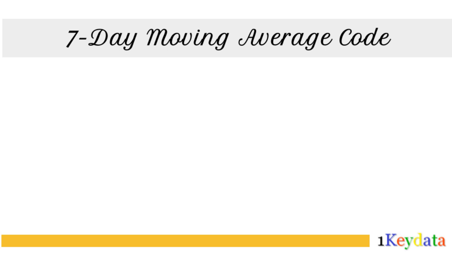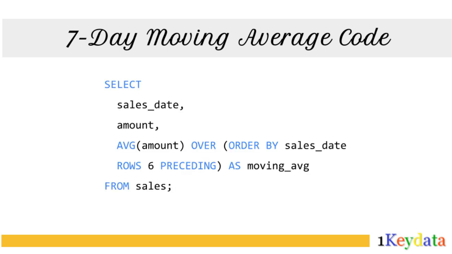Let's say you have a table named Sales, and there are two columns, sales date and amount. Here's the query to calculate a 7-day moving average. AVG(amount) calculates the average of sales amounts over a specific range of rows. OVER makes AVG(amount) into a window function, meaning it operates over a set of rows without collapsing them. The window function recalculates for each row, considering only a portion of the dataset.